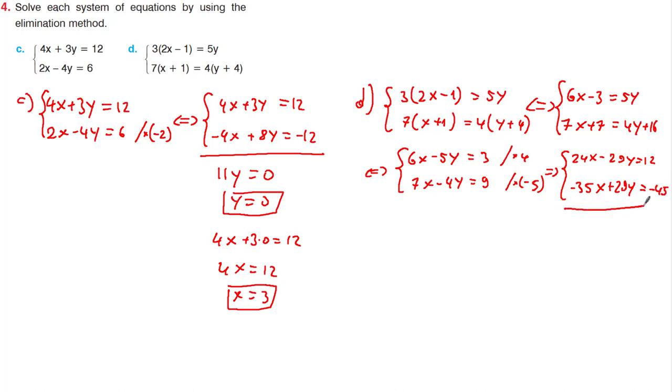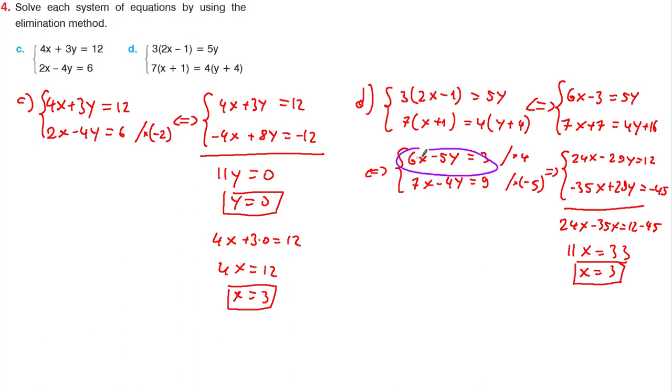All right, added side by side, these two terms will just cancel. So 24x minus 35x is 12 minus 45. That makes 11x is equal to 33. So x is just 3. Now that we figured out that x is 3, we can go back and substitute in either equation, but maybe it would be easier to substitute here.